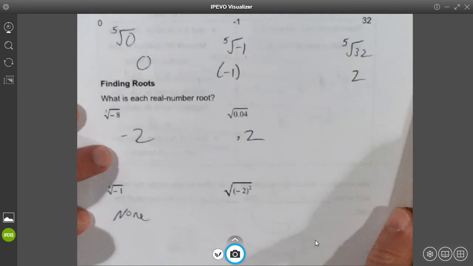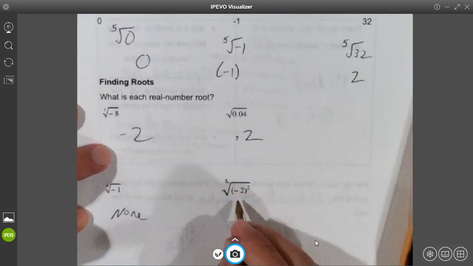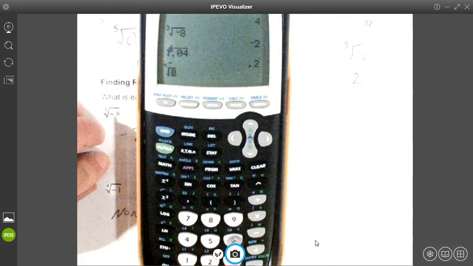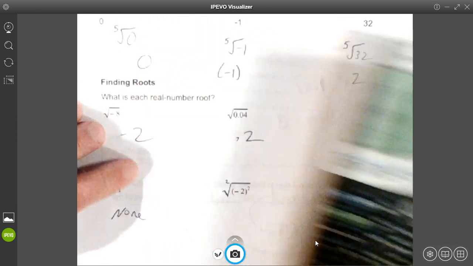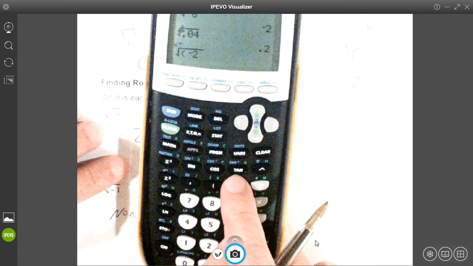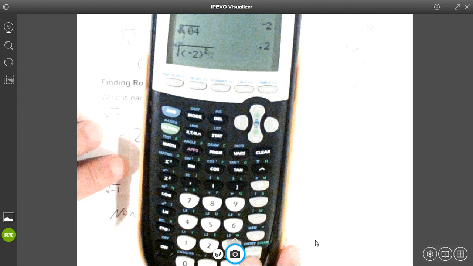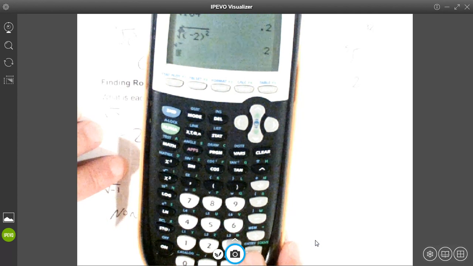All right, and now the square root of (-2) squared. So again, I can use the square root, and I'm going to put that just like I see it. All right, -2 in parentheses, and then I'm going to hit my squared button. Okay, so the square root of (-2) squared is 2.